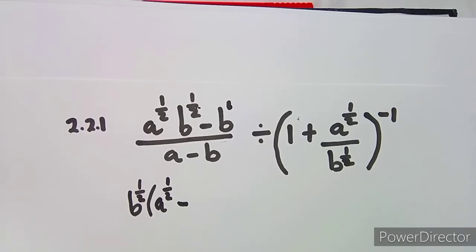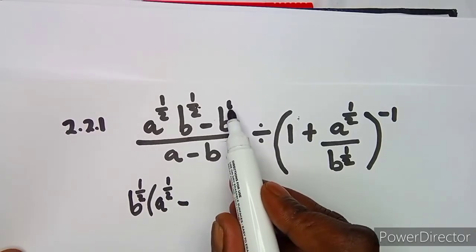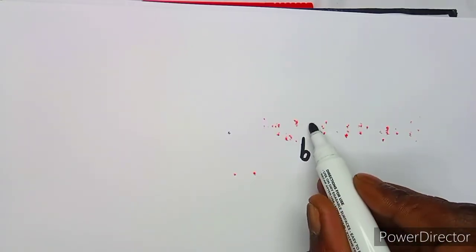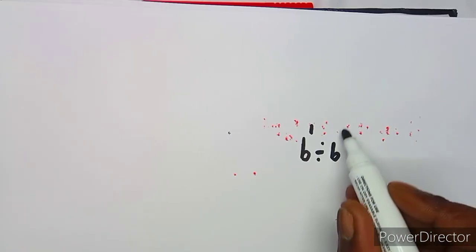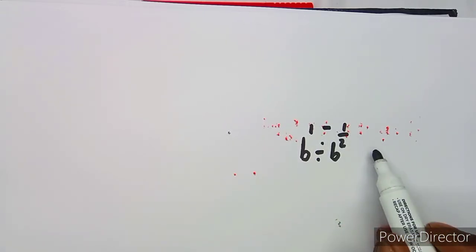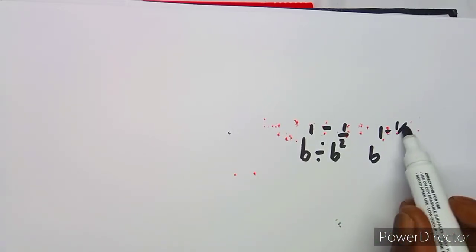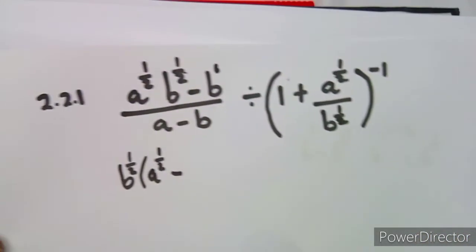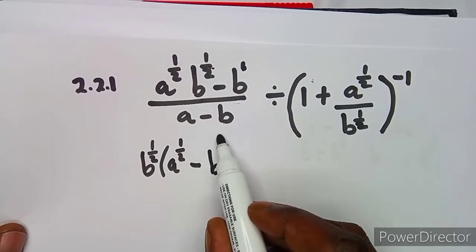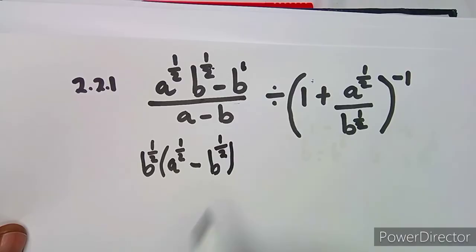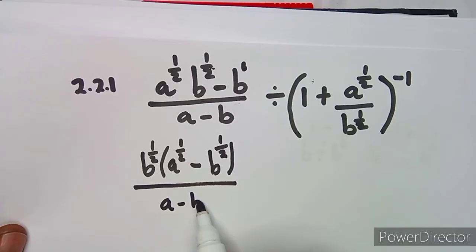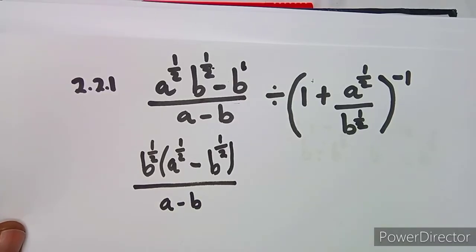Minus, remember, when you factor out, you divide. So you're going to divide b to the exponent of 1 by b to the exponent of a half. Remember, when you divide bases which are the same, you subtract the exponents. So it will be b to the exponent of 1 minus half, which is a half. So this is what you're going to obtain after factoring out. You're going to obtain b to the exponent of a half, like this, all over a minus b. So let's just write this. I'll talk about it later on.